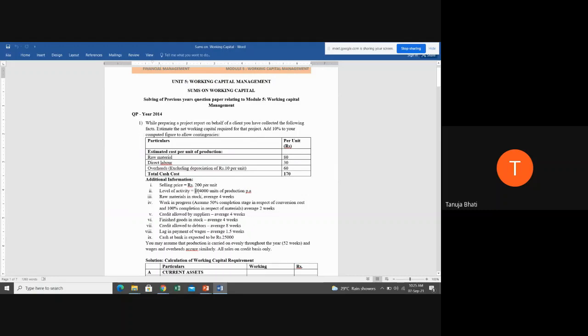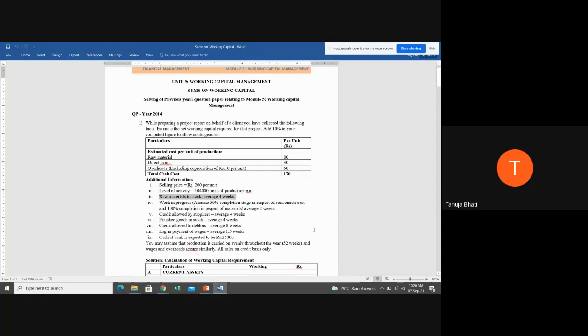What is the level of activity? It is 1,04,000. So what will be the total cost in respect of raw materials? What is the value of raw materials I'm supposed to take in current assets? 80 is per unit, and how many units are getting produced? 1,04,000. So how much should I take, students? Per unit cost is rupees 80, so it is 83,20,000. But they're telling raw material in stock is for an average of 4 weeks.